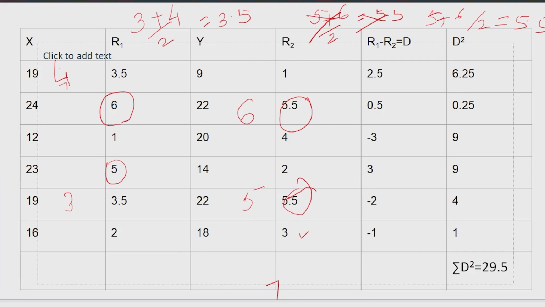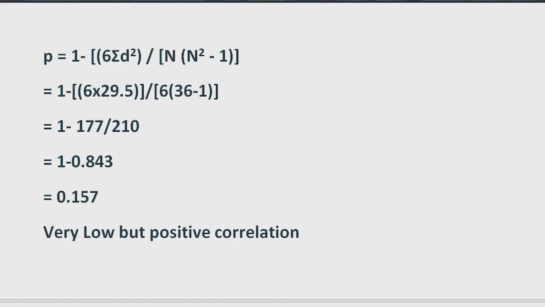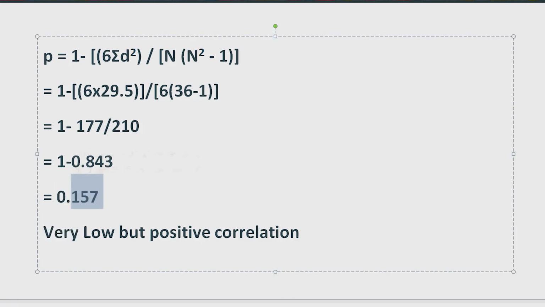Now again I do the same thing, R1 minus R2, which is D. I calculate the difference, then I square the difference and I then sum the squares. The figure which I have got is 29.5, which I have highlighted, you can see. Now I will put the figures which I have got into the formula and do the same calculation. The formula remains the same, it's just the calculation of rank that differs. So the figure which I have got is 0.157, which is again a low and positive correlation.